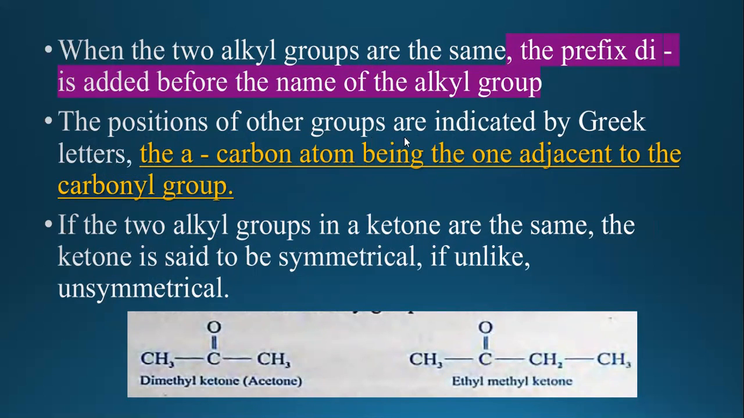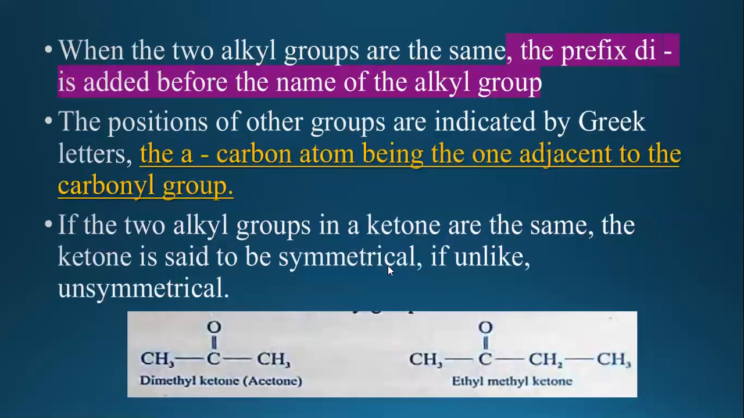The positions of other groups are indicated by Greek letters. In the case of aldehyde, you have seen that the position is described by different words, that is alpha, beta, gamma and delta. In the same way, you can also name the different types of carbon, indicated by Greek letters, that is alpha, which is adjacent to the carbonyl group.